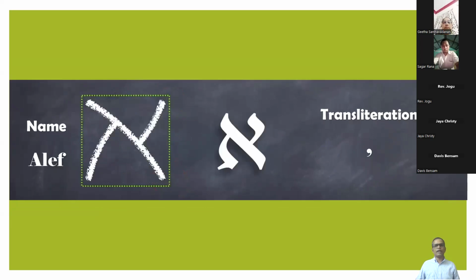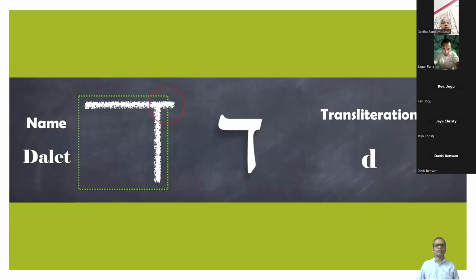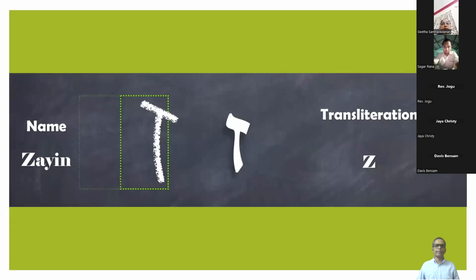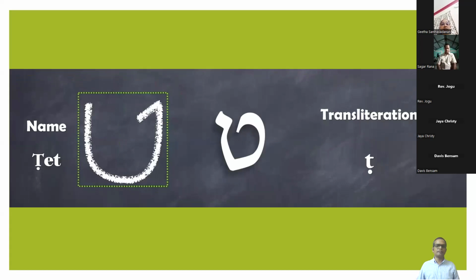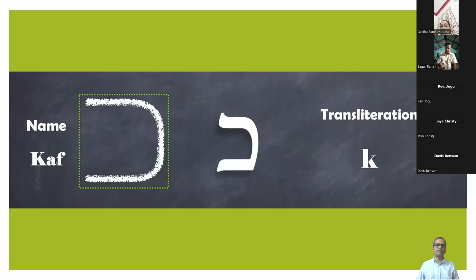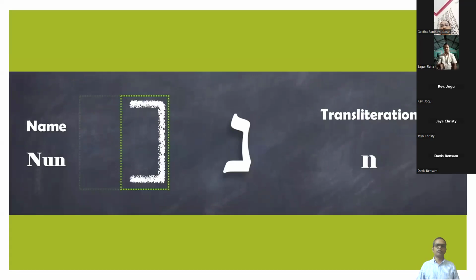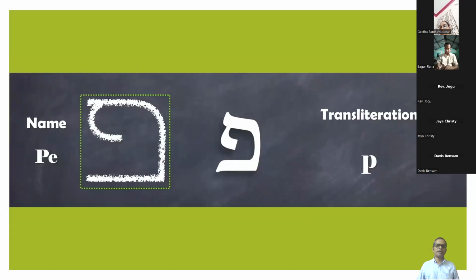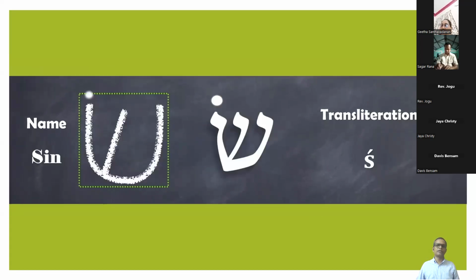Okay. So Aleph, Bet, Gimel, Dalet, He, Vav, Zayin, Chet, Tet, Yod, Kaf, Lamed, Mem, Nun, Samek, Ain, Pe, Tzade, Kof, Resh, Sin, Shin, Tau.